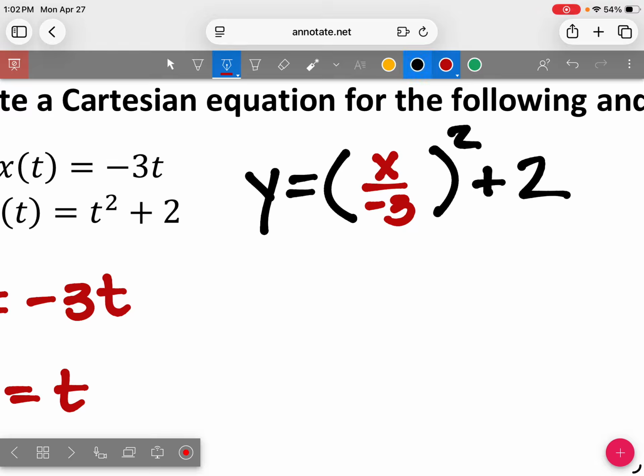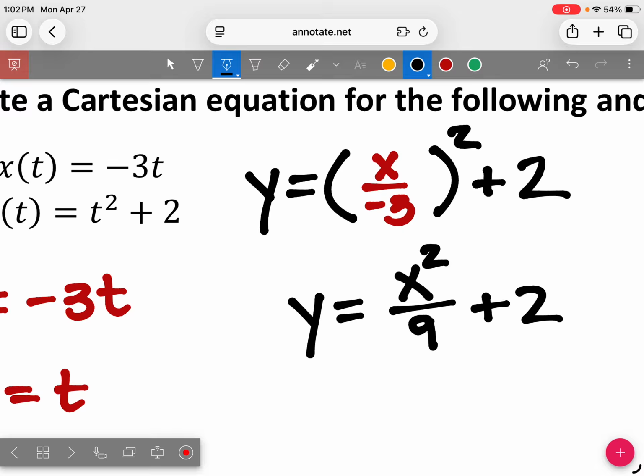So x squared is just x squared. What's -3 squared? -3 times -3, 9. Would it be a +9 or a -9? Positive. Good. That's my equation. I'm done.